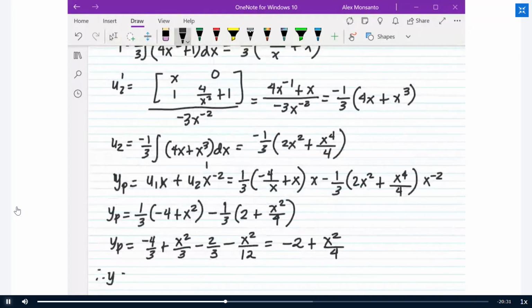Therefore, ang ating y ngayon will be equal to yung kanina nakuha natin, c1x plus c2x raised to negative 2, minus 2 plus x squared over 4. So, yan yung magiging final answer natin, no? Ayan.